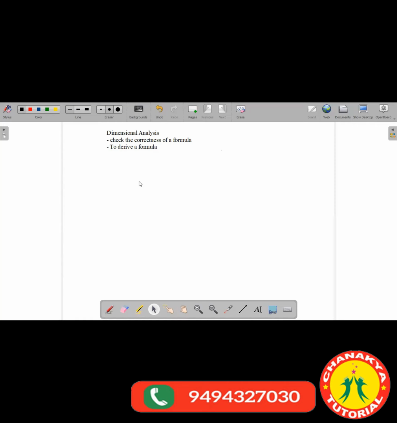Dimensionally correct means, for example, suppose I take the formula of time period of a simple pendulum. The time period of a simple pendulum is given by T equals 2 pi under root L by g. So this is the formula for the time period. If I check the correctness of this formula, it should be dimensionally correct. That means whatever are the dimensions on the left hand side, the same should be the dimensions on the right hand side.